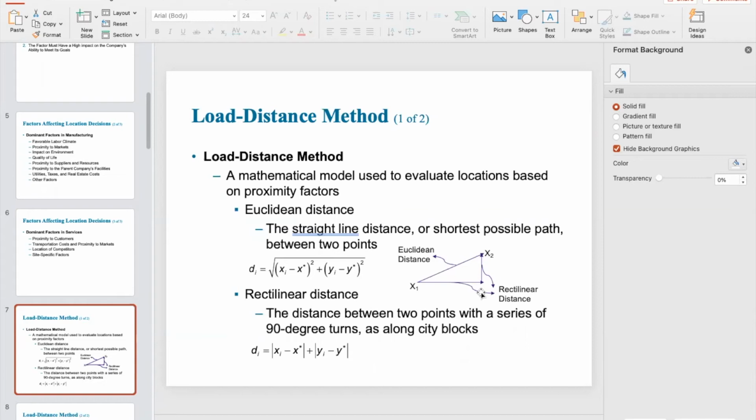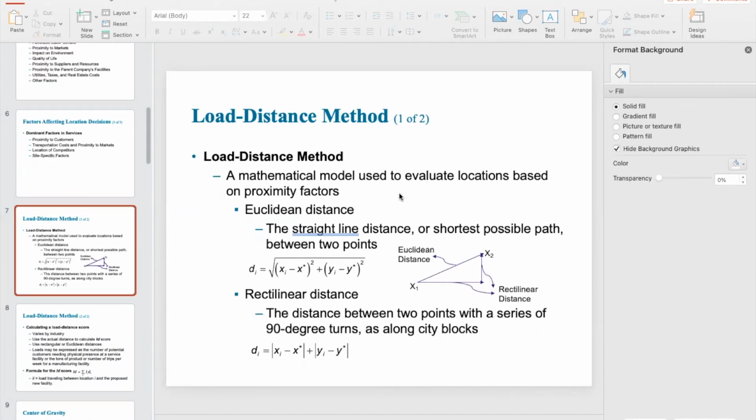We know that we have some customers from Fort Worth, some from Dallas, and some from Austin. According to transportation distance and the specific customer amount, how do we set our factory to minimize the overall transportation distance among the 3 cities? That will be the main question that we would like to use the load distance method to help us figure out. Since this is related to distance, here we provide 2 specific distance measurements to help us measure the overall distance. We call them Euclidean distance and rectilinear distance.